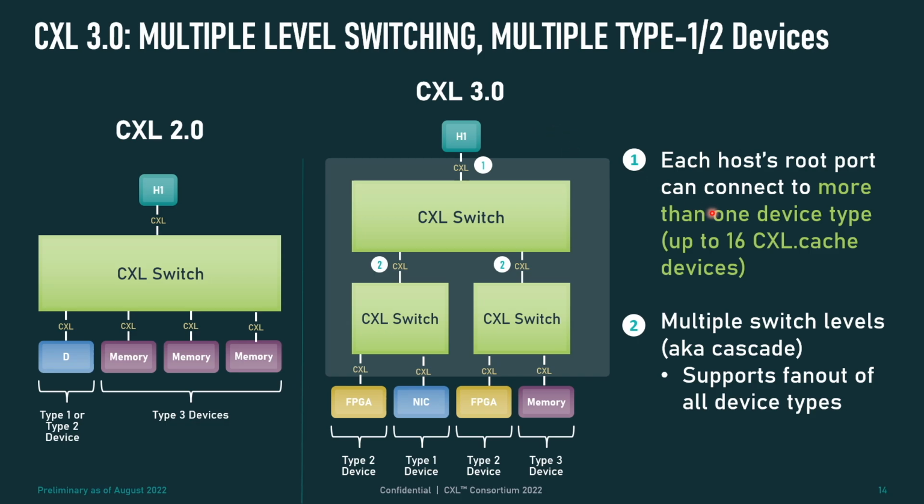Right? So what we did was we defined CXL switching to be multi-level and thus cascadable, and it now supports a much greater fan-out of devices that can be attached to CXL. And we also fixed the second limitation, allowing for multiple type 1 devices to be attached to a single CXL root port.